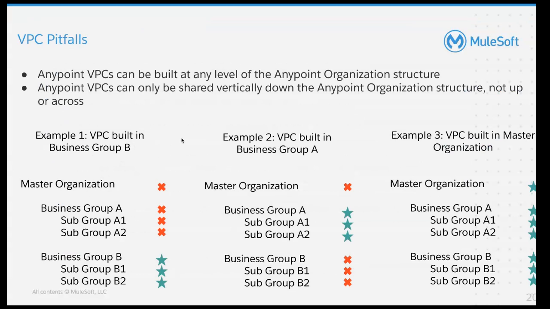Again, like I told you, when you're creating a VPC, what is the best practice? Usually, it is example 3, where you create your VPC at the master org level, and the VPC can be shared with business group A and business group B. There are also other VPC pitfalls, where if the VPC was built within business group B, it can only be shared with the child business groups of group B. It cannot be shared with any other parent group.